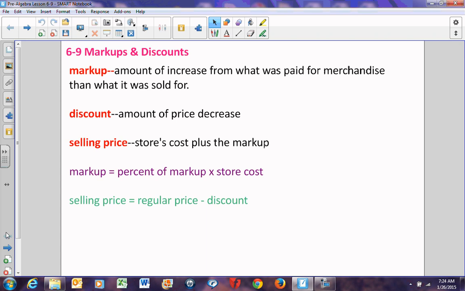When you figure out a markup, it is the percent of markup multiplied by the store's cost. So if they decide they're going to sell it for a 30% markup, they're going to take what it cost them, multiply that by 30%, and add that to their original cost. And that becomes the markup. The selling price is a regular price plus or minus the discount. Okay? If they mark it up, the selling price is going to go up. If they mark it down, it's going to go down.